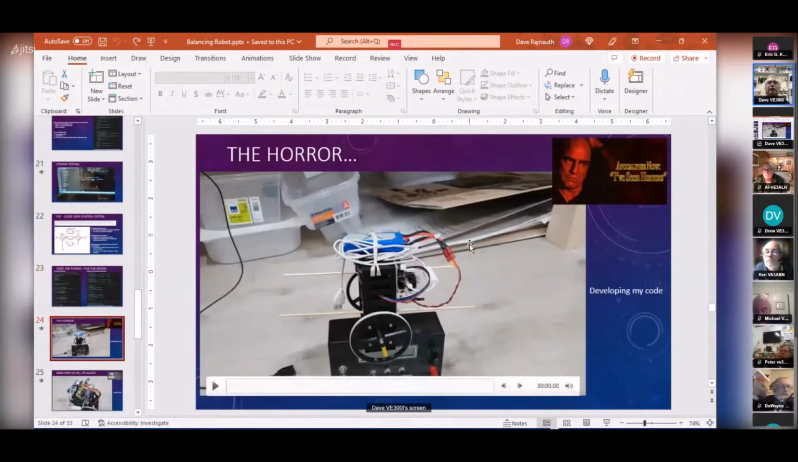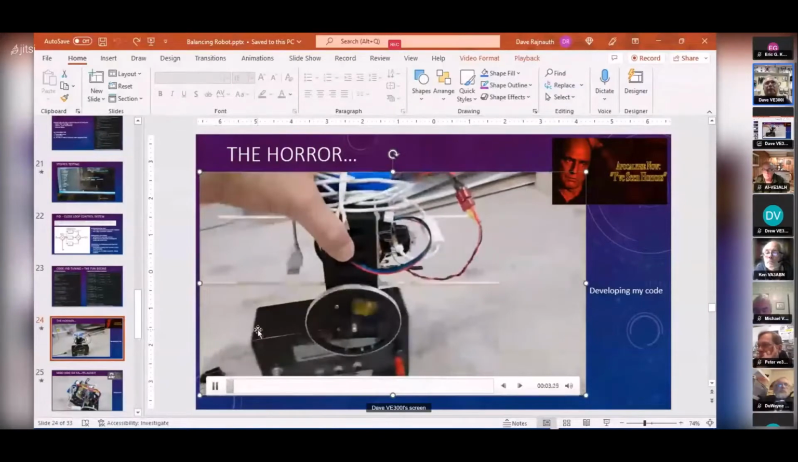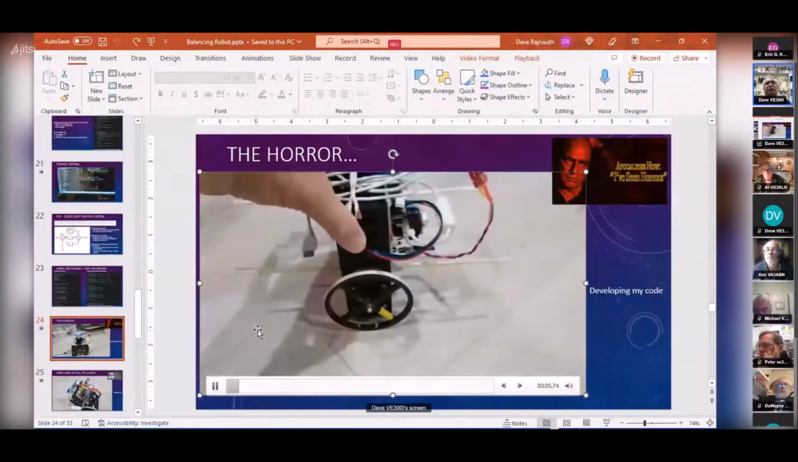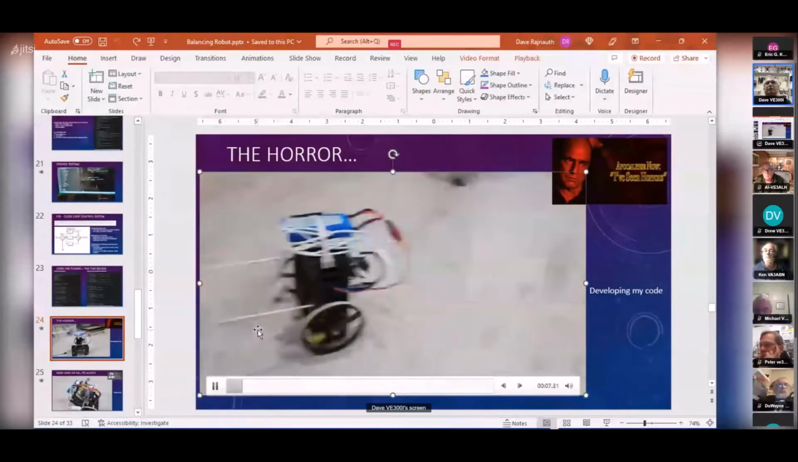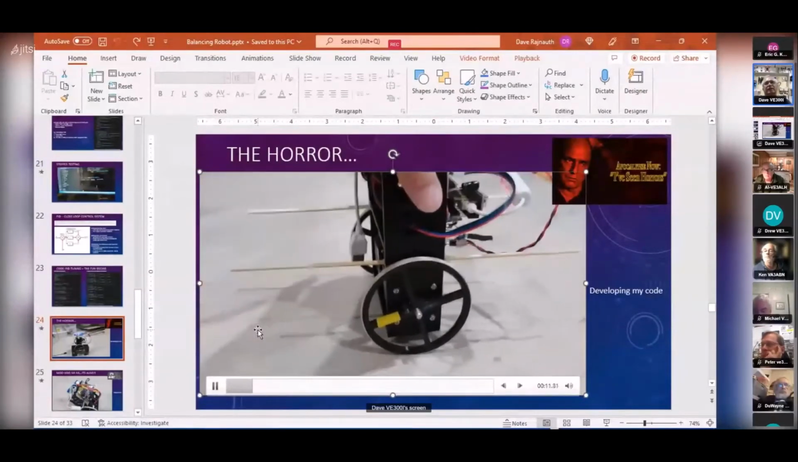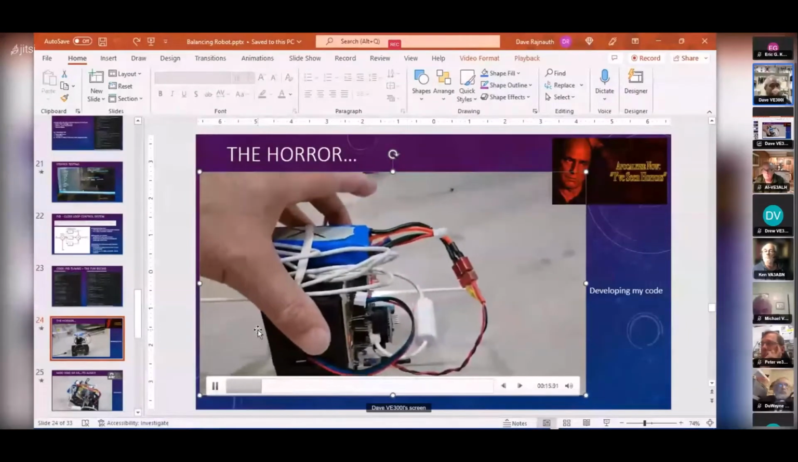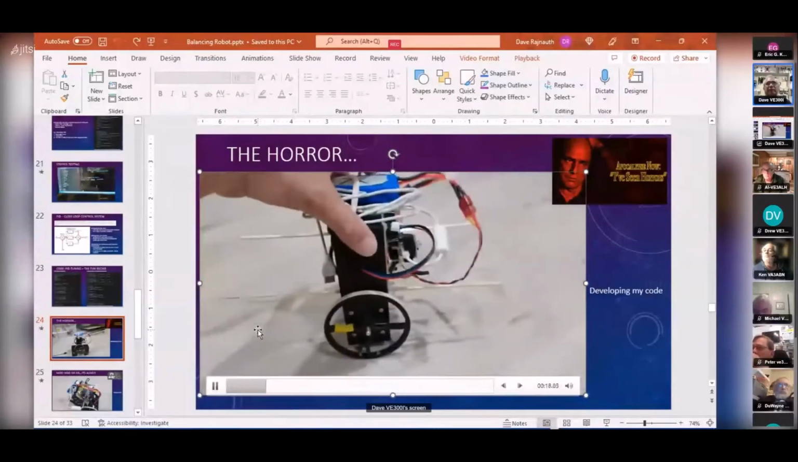So here's the original code I had, and I call this the horror. This is the kind of stuff that happened to the robot as I was trying to figure out how to get that PID controller working. The robot would just go off on its own and fall down. Notice the sticks I had to put in there to make sure the robot wouldn't kiss the pavement, kiss the floor.